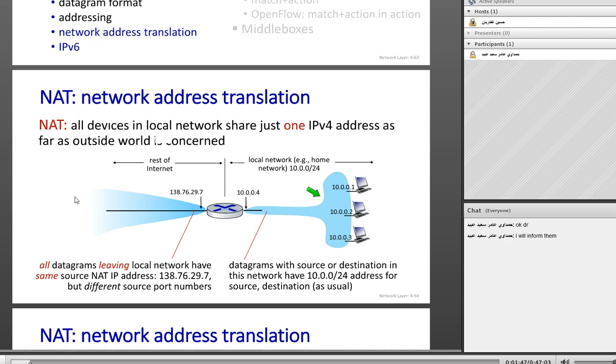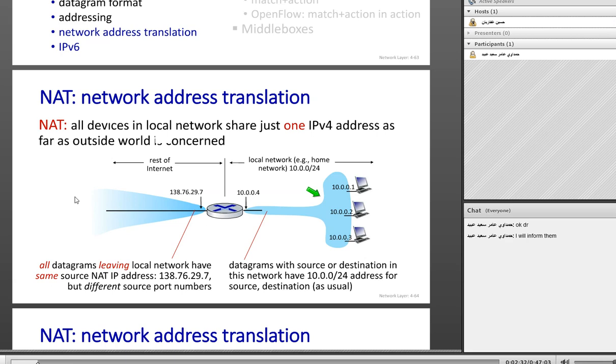But in IP version 4, I know that there are not enough IP addresses for all systems around the world. So we need to do something. To solve this problem, we need to move toward IP version 6. But before moving toward IP version 6, one strategy is using NAT, or Network Address Translation.